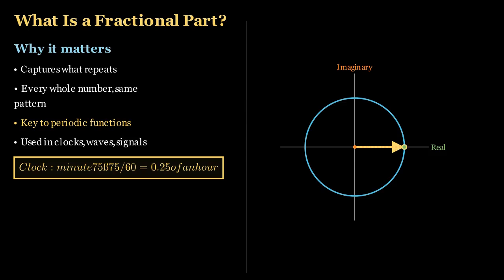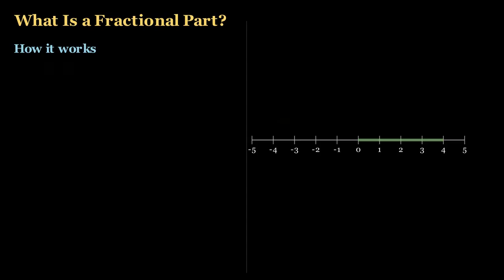This idea is everywhere in math, in waves, in signals, in anything that repeats. It's the heart of what we call a periodic function, and it's a building block you'll see again and again in calculus. So how do we actually get the fractional part? We need a way to chop off the whole number. That tool is called the floor function, written with these funny L-shaped brackets. The floor of a number is the greatest integer less than or equal to it. Basically, you just drop the decimal.